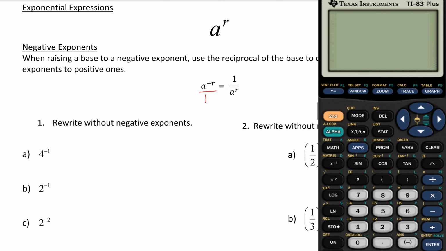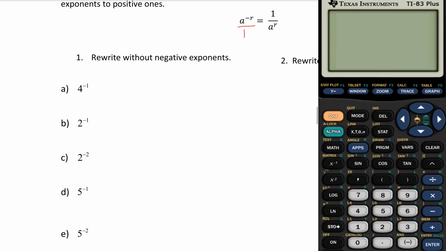Again, you don't know it until you do it. So if we have 4 to the power of negative 1, to make it a positive exponent, by moving it to the other side, that becomes 1 over 4 to the positive 1. Again, it's like putting it over 1, making it a fraction, and then moving the 4 to the other side.